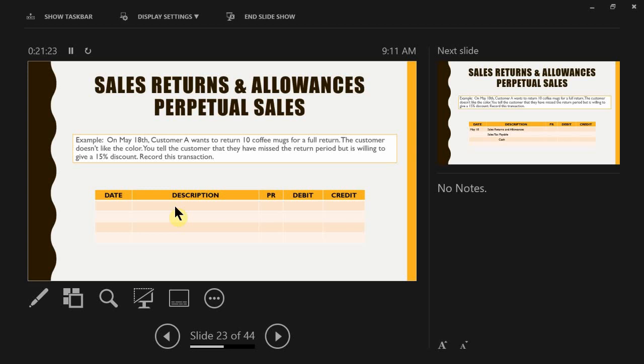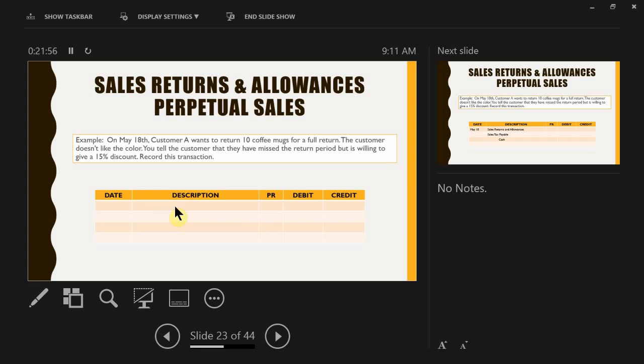All right? Of course, that's for small businesses. If you're a corporate, you can't do that. But for small businesses, you can haggle prices. So in this case, I'm going to give them a 15% discount off of those 10 mugs that they're trying to return to me. We know that customer A paid in cash, right? They missed the return policy date, so obviously they can't get a full refund. So in this case, I'm offering a 15% discount.